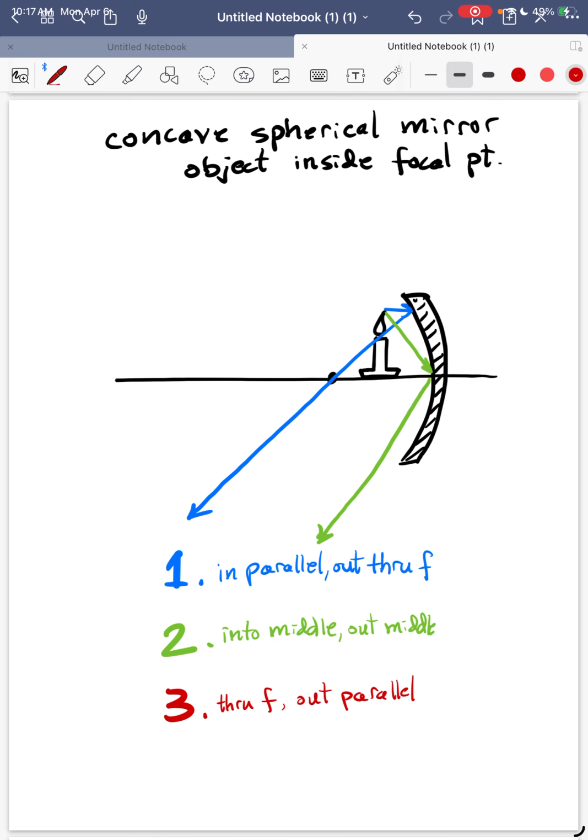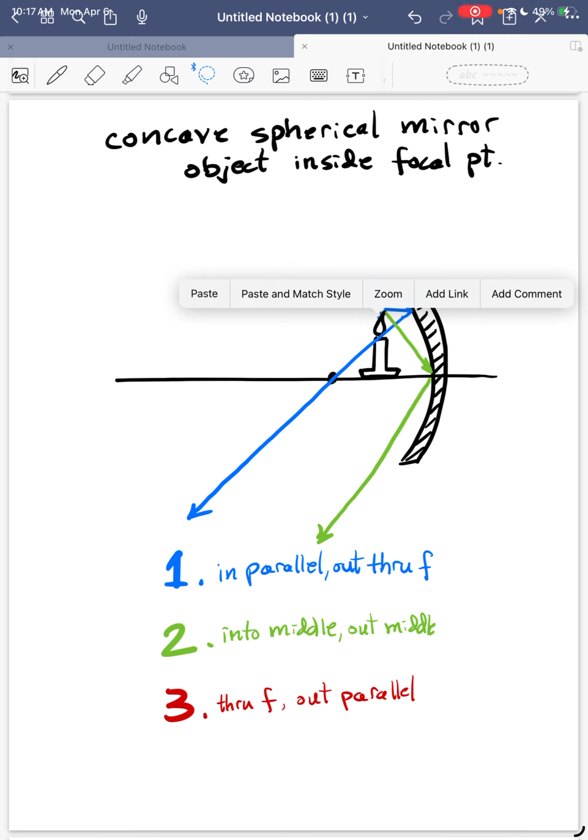Now this cannot actually go through the focal point. So if I've got, I could go through the focal point. Let me just show you this. I could take photons from the tip of the candle and make them go through the focal point, kind of like that. I could do that, but that's not going to be helpful to me.